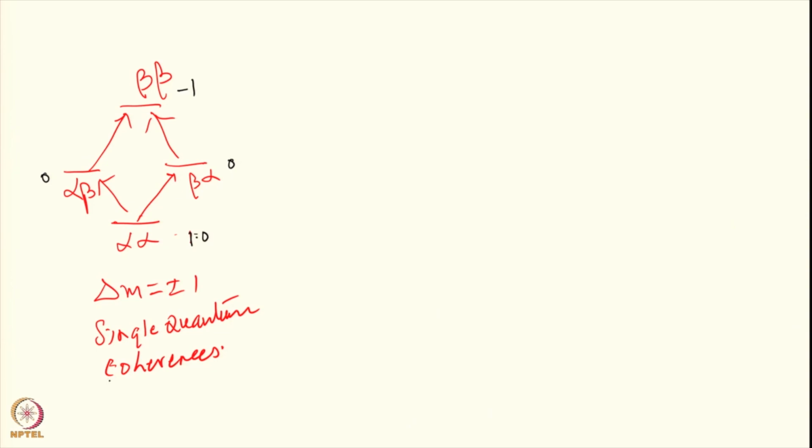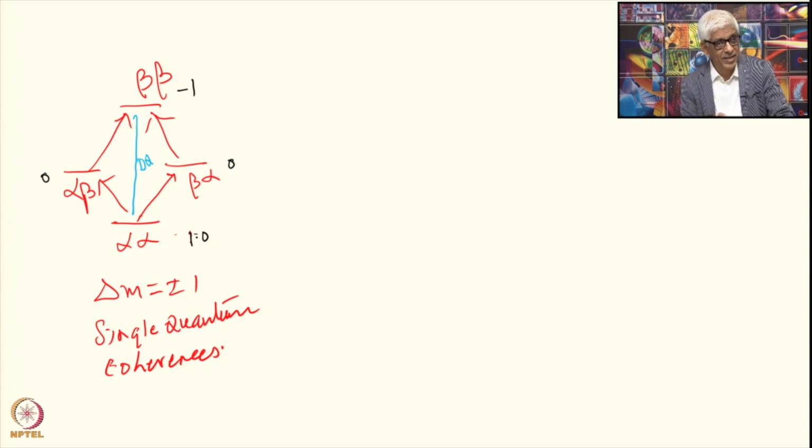Now, what are the other transitions possible? There are other transitions possible. You can have a transition here, and this is DQ, double quantum coherence, because the delta m is equal to 2. These are not directly observable. Of course, with selection rules, the double quantums are not directly observable, but these will be created in the course of your pathway of magnetization flow. This kind of coherences will also be created.